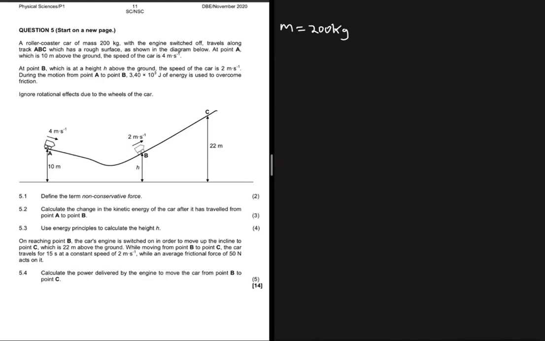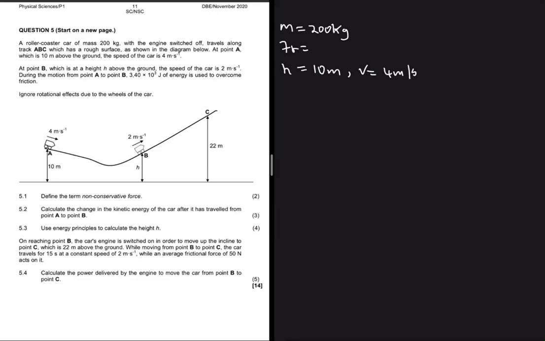With the engine switched off, travels along track ABC, which has a rough surface. So I know that there's some frictional force because it's said to be a rough surface, as shown in the diagram below. That's the diagram right there on the left. At point A, which is 10 meters above the ground. So we have point A, which is 10 meters above the ground. The speed of the car is 4 meters per second. So we have V equals 4 meters per second.